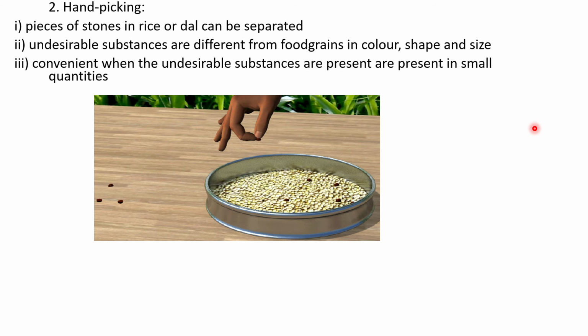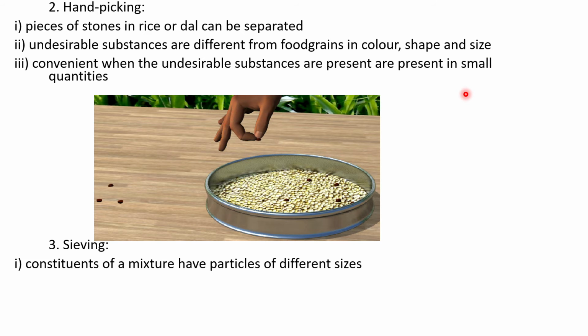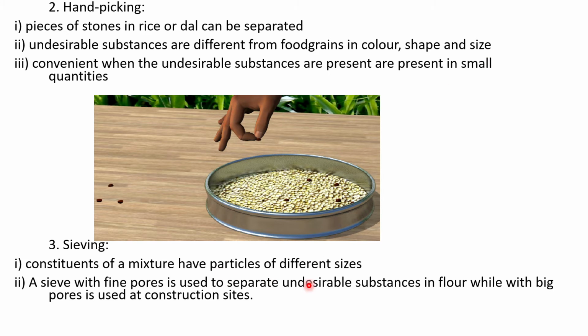Similarly, in hand picking, we use the properties of color, shape and size. In sieving, we majorly focus on different sizes. So, आटा छानने के लिए भी, for sieving flour, we require fine pores. On the basis of our requirement, the size of the pore in the sieve is decided.